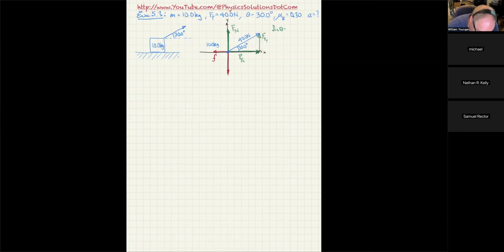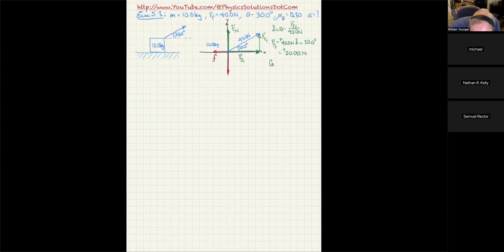With that in mind, we can say sine of 30 degrees is opposite over hypotenuse. So that is Fp sub y over 40.0 newtons, and therefore Fp sub y is positive 40.0 newtons times the sine of 30.0 degrees. And of course, the sine of 30 is 1/2, so that gives us positive 20.00 newtons. Notice I did carry an extra digit, as we should.